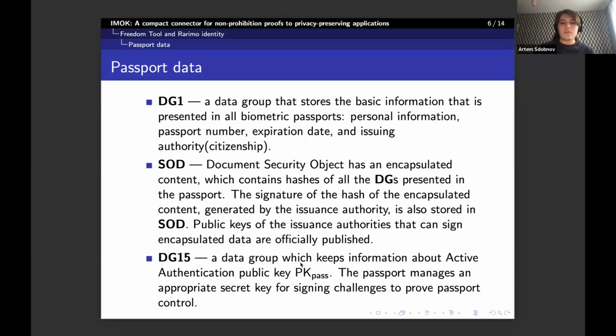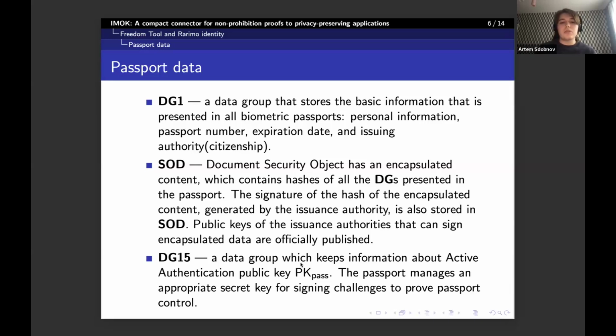The document security object includes an encapsulated content which contains hashes of all data groups. So you could verify that the information in the passport is exactly the information presented in the document security object. It contains all the hashes of all the data groups, so it could be easily verified that passport data is valid.